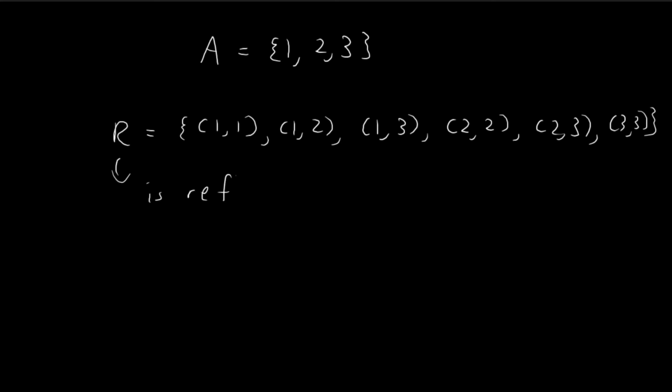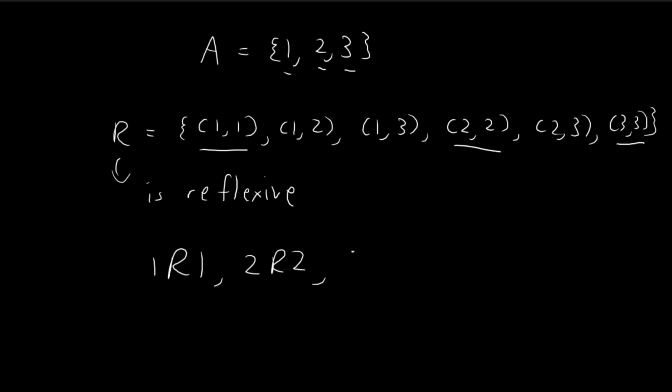So R is reflexive. And the reason is because for every element in A, so for 1, 2, and 3, you can see that for this relation, every single element in A is related to itself. Because (1,1) is in this set, (2,2) is in this set, and also (3,3) is in this set. So this relation tells us that 1 is related to 1, 2 is related to 2, and 3 is related to 3. So every element in A is related to itself, and so for this relation, it is reflexive.